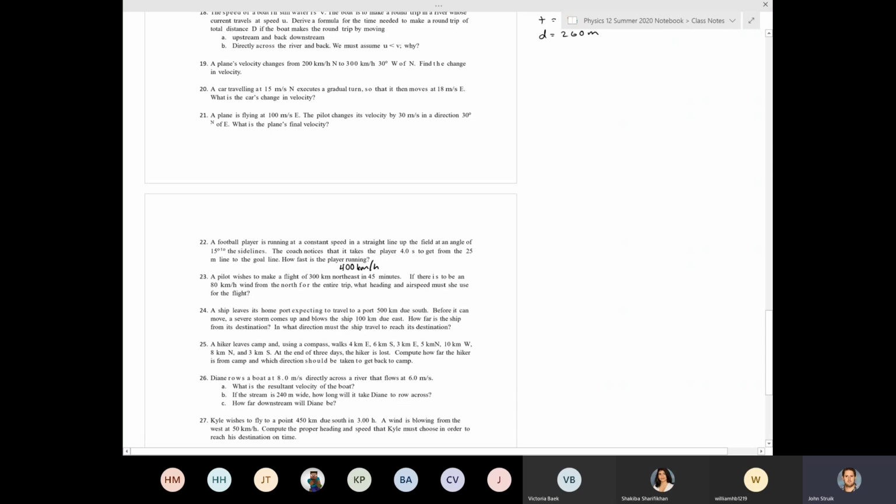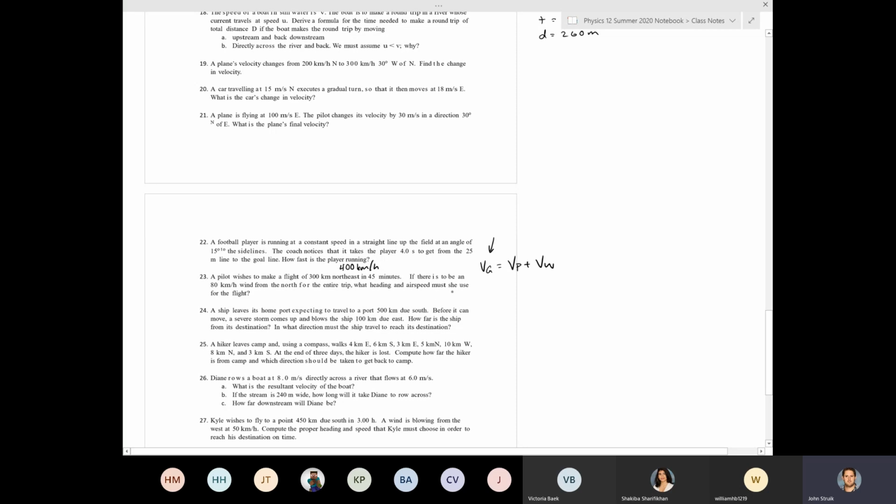If there's a wind that's 80 kilometers per hour from the north, so it's going south for the entire trip, what heading and airspeed must she use for the flight? The way this works is like you're looking at an airplane in the sky from the ground. The ground speed of the airplane is the velocity of the plane plus the velocity of the wind. If she wants to make the flight of 400 kilometers an hour northeast, that would be this one right here.